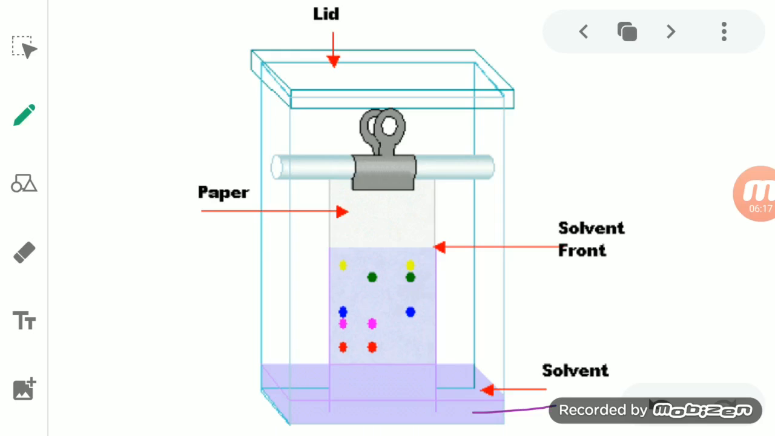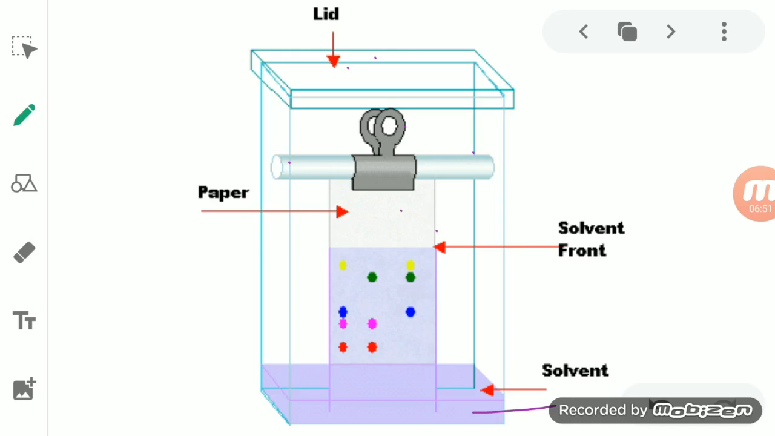containing some water or some solvent in its lower part. So we will keep this chromatography paper, this filter paper, in the jar. See here, a lid is there, a stand is there to which it is attached. This is the paper clip by which the paper is held inside the chromatography jar.